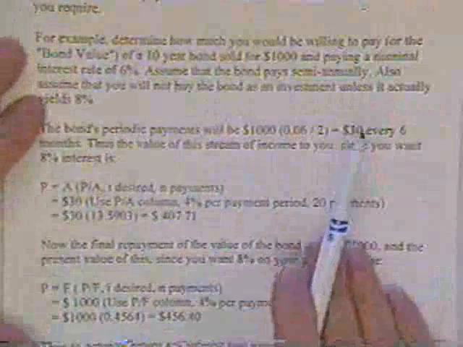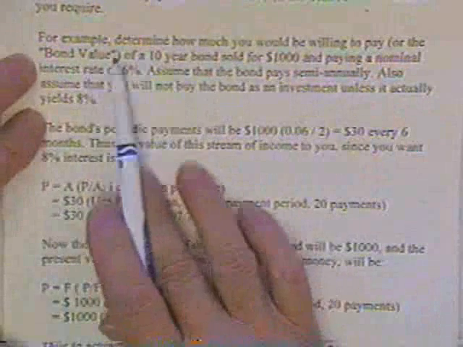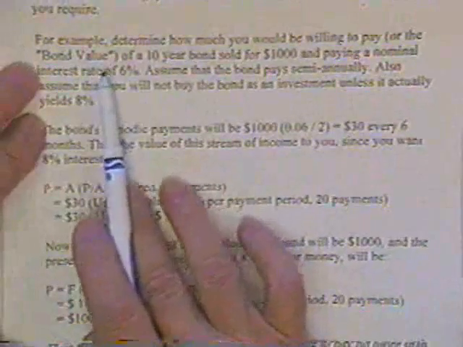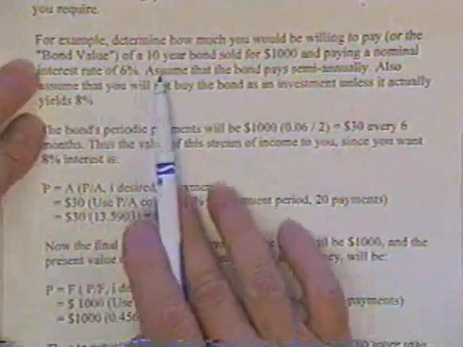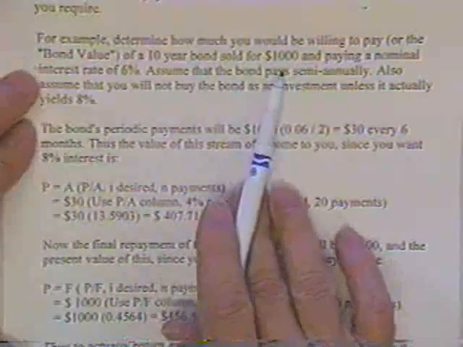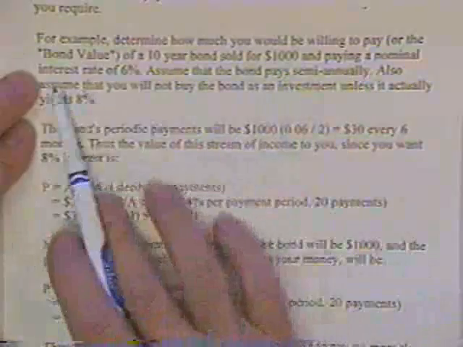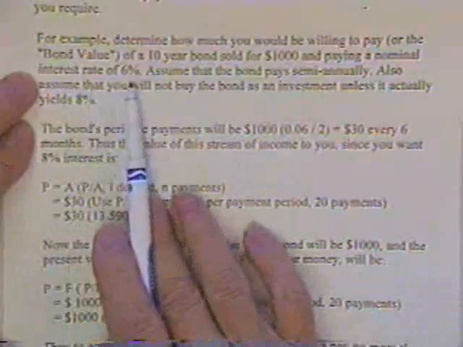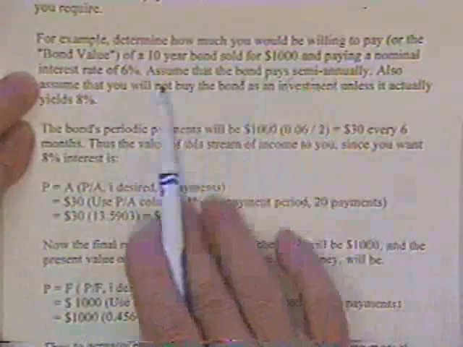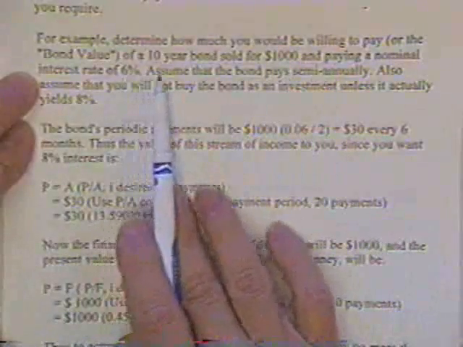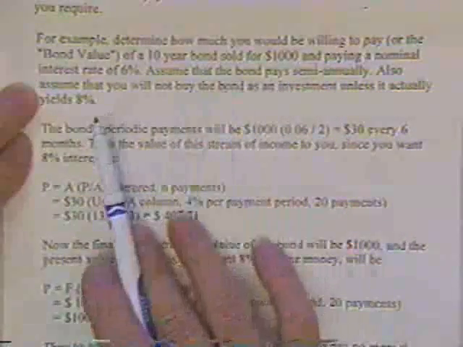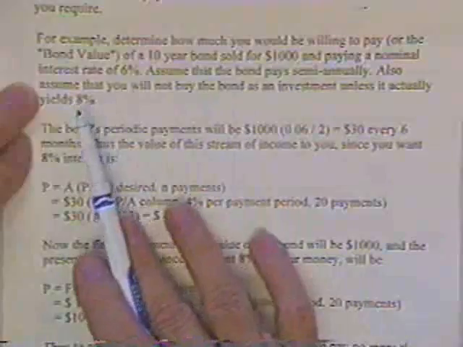So, if they ask you for a value of a bond, here'd be an example. What is the bond's value to you? What would you be willing to pay for somebody who had a 10-year bond? It sells for $1,000. He's willing to pay you a nominal interest rate of 6%. And he's willing to do that semi-annually, so what he's really paying you is 3% twice a year. And also assume that to you, money's worth 8%.